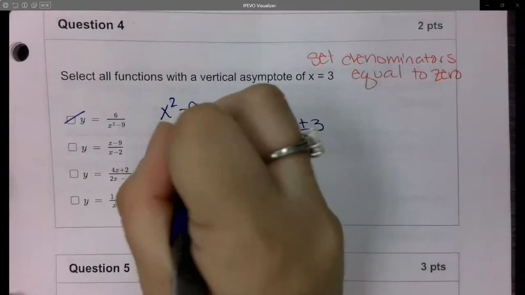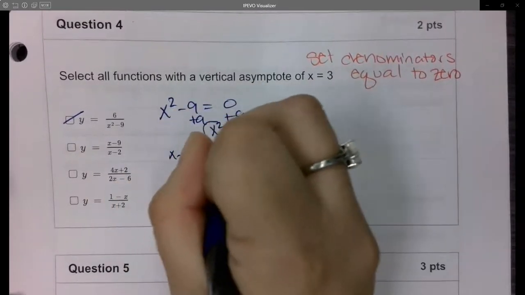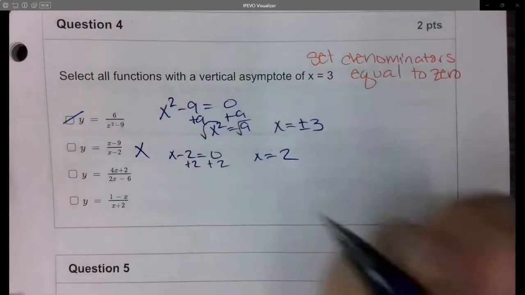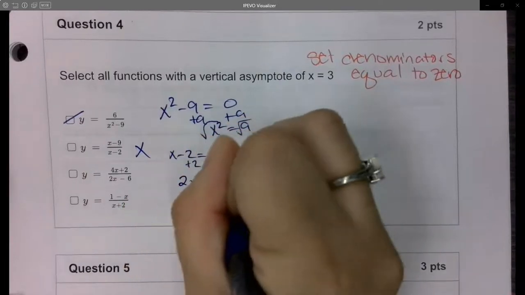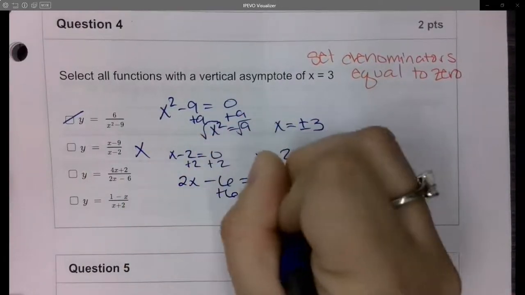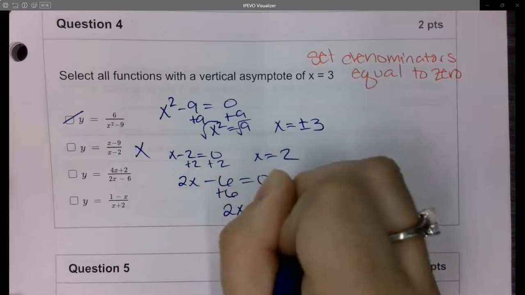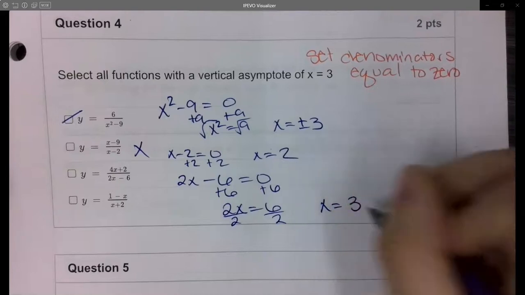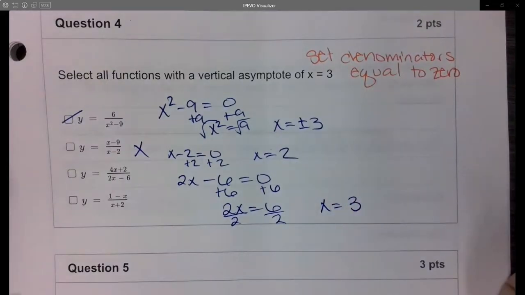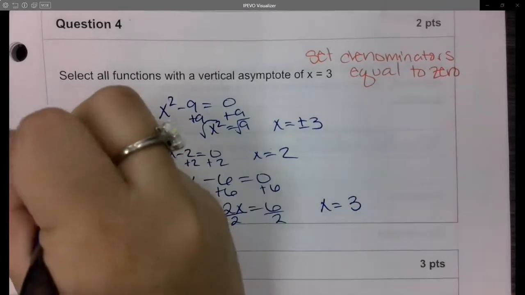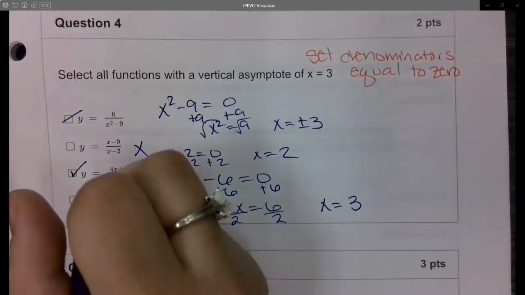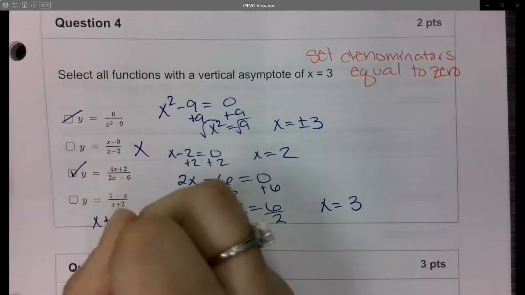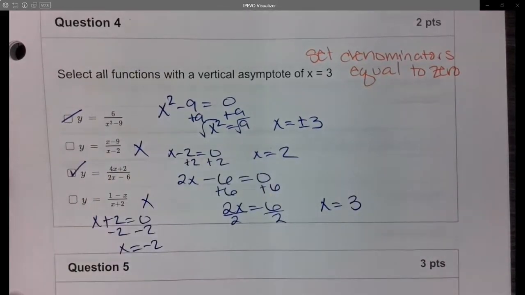I'm going to keep going. The second one, I have x minus 2 equals 0. I add 2 to both sides. I get x equals 2. That one's not right. The third one, I have 2x minus 6 equals 0. I add 6 to both sides. I get 2x equals 6. Divide both sides by 2. I get x equals 3. So this one works. And then my last one, I have x plus 2. If I subtract 2 from both sides, I get x equals negative 2. Not the number I wanted.